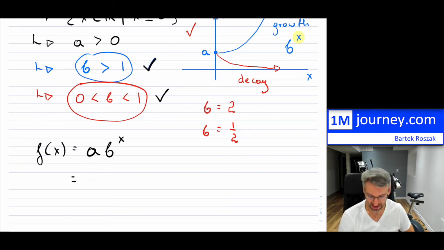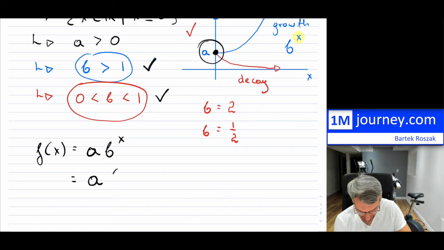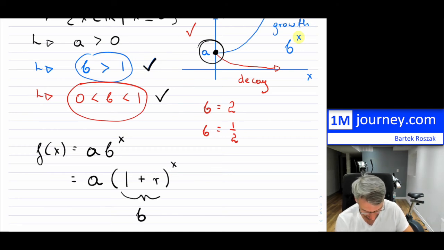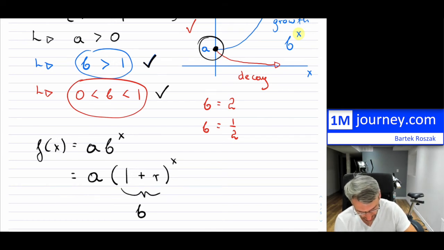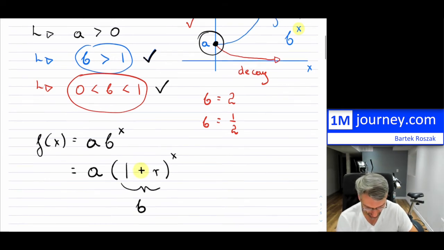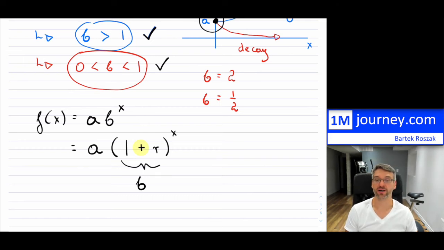So instead of writing them as a b to the x, which is completely an exponential function and is fine, what we sometimes like to do is, we don't do anything with the a, that's just our starting point. But we transform this b, and we say that b is 1 plus some r, and it's raised to the x. So this is my new b. And there's going to be two instances. This one is with a plus, and it's going to designate our exponential growth.